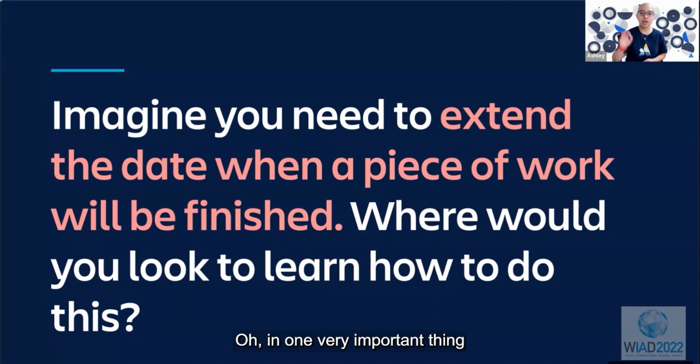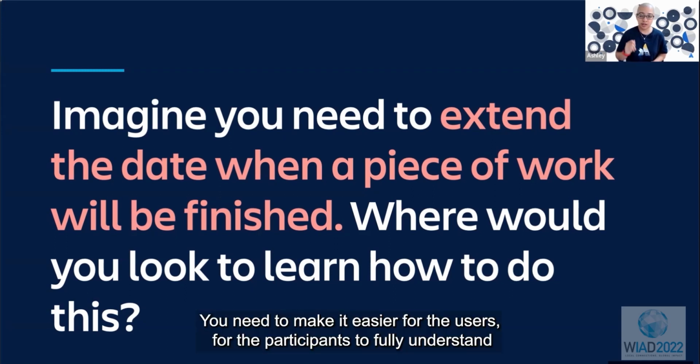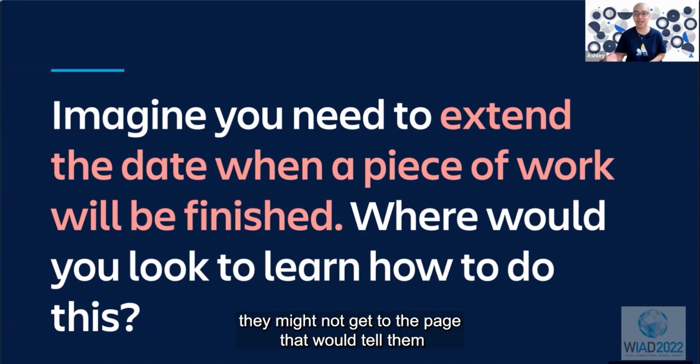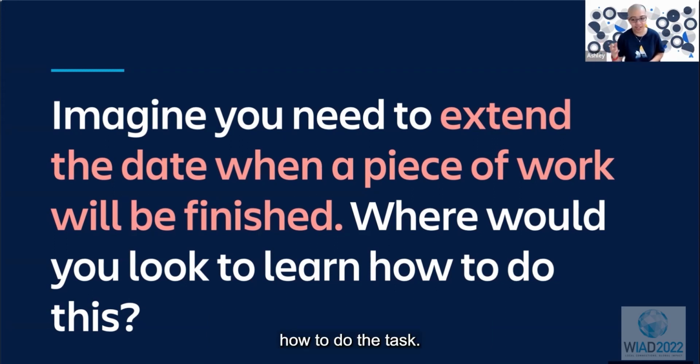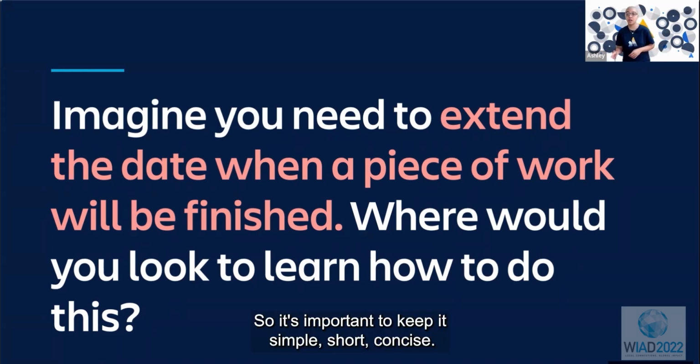Oh, and one very important thing to remember here is you need to write the task in simple and easy words. Keep it simple and easy. You need to make it easy for the participants to fully understand the task at hand. If they don't understand the task in the first place, they might not get to the page that would tell them how to do the task. Or they could, but it would take them a long time to find that page. And that pretty much skews the IA test results. So it's important to keep it simple, short, concise.